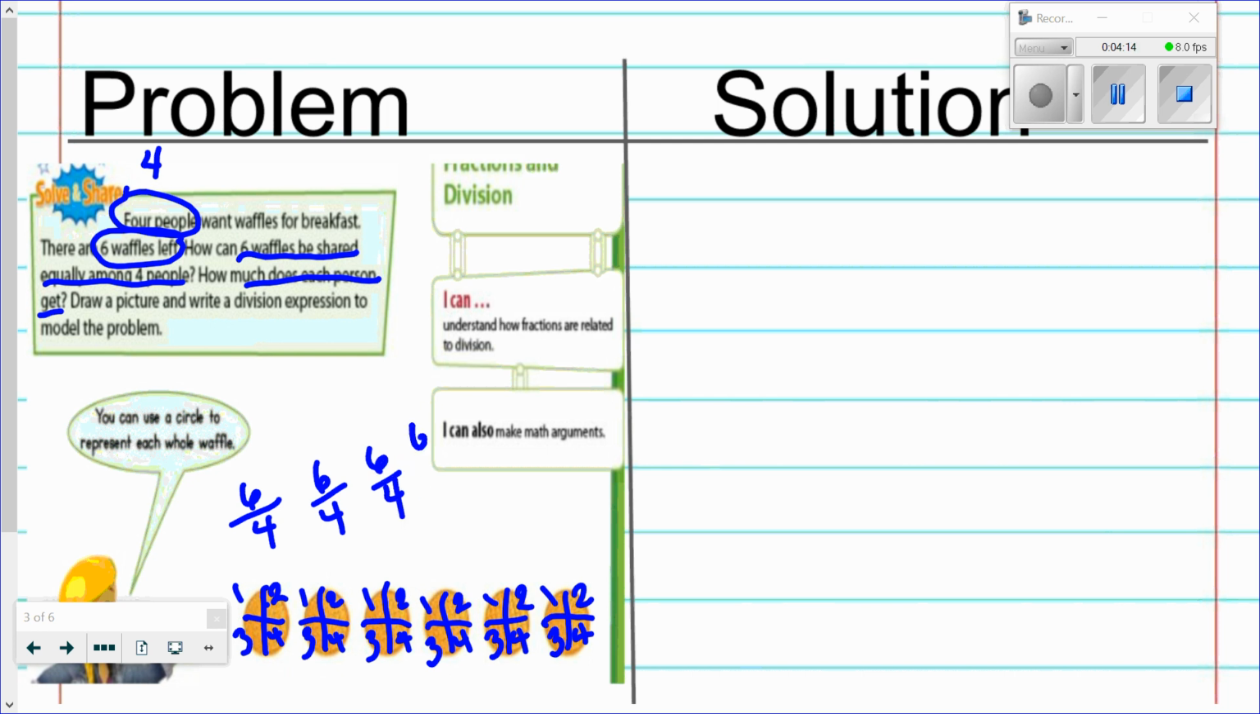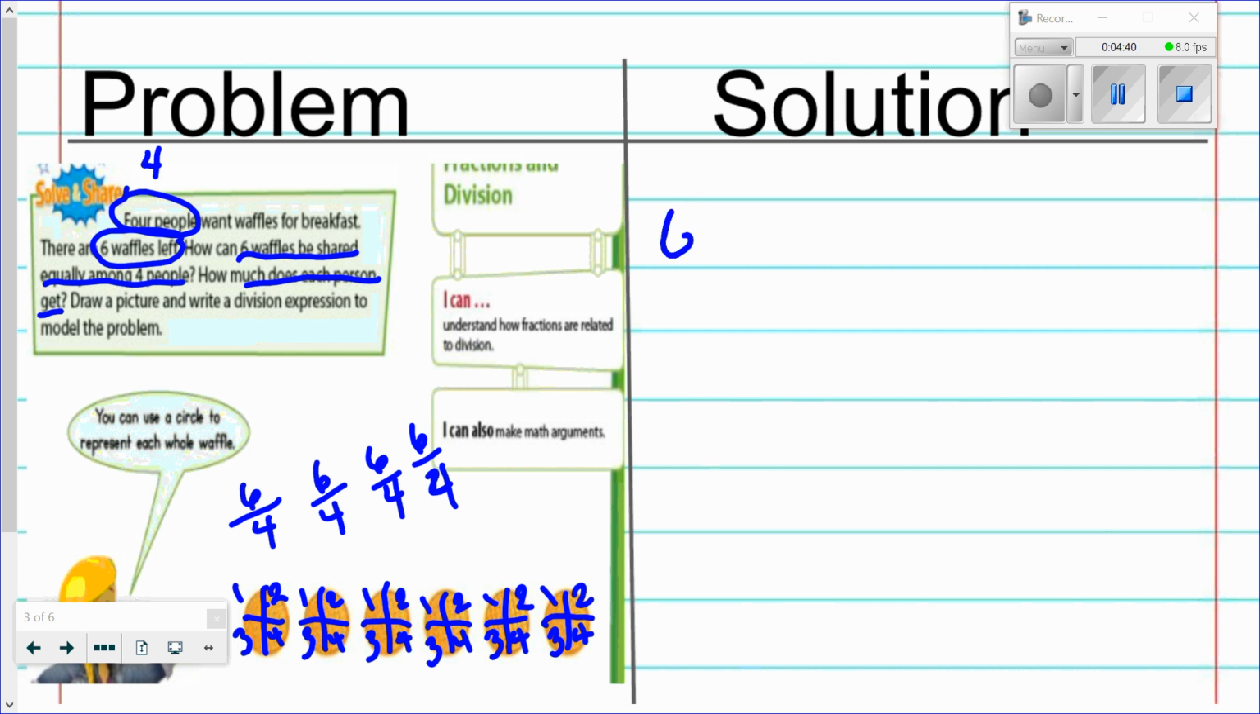We count those up. Person number 2, you're going to get 1, 2, 3, 4, 5, 6. Person number 3, you're going to get 1, 2, 3, 4, 5, 6 pieces. And if you're person number 4, you're going to get 1, 2, 3, 4, 5, 6 pieces. So when we look at this as 6/4, I'm going to go up here and try to write a division problem for this.